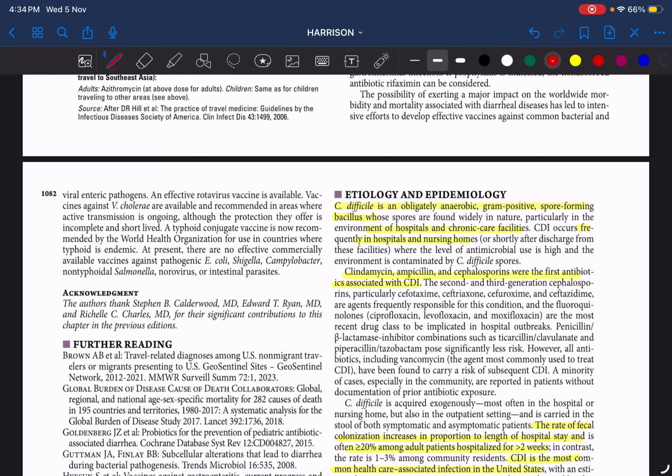Then, coming to the etiology and epidemiology, Clostridium difficile is an obligate anaerobe. It is a gram-positive spore-forming bacillus, most commonly seen in the environment of hospitals and chronic care facilities. And it occurs frequently in hospitals and nursing homes.